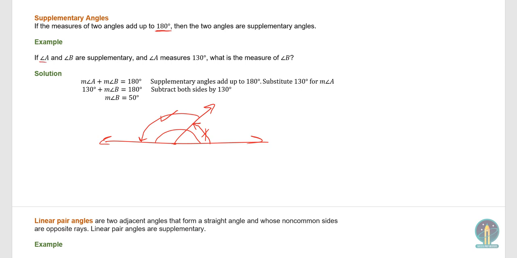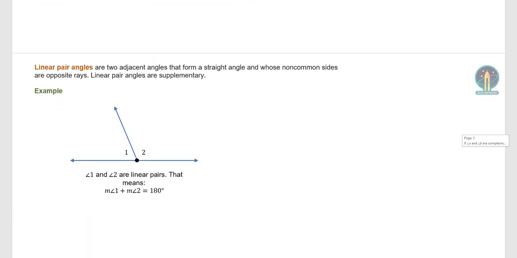Here's an example. If angle A and angle B are supplementary and angle A measures 130 degrees, what is the measure of angle B? So again, 130 plus the measure of angle B, the missing measure, has to equal 180 because we are told that angles A and B are supplementary. Subtracting 130 from both sides, we end up with the measure of angle B being 50. So 50 plus 130 is 180. That's your check to make.